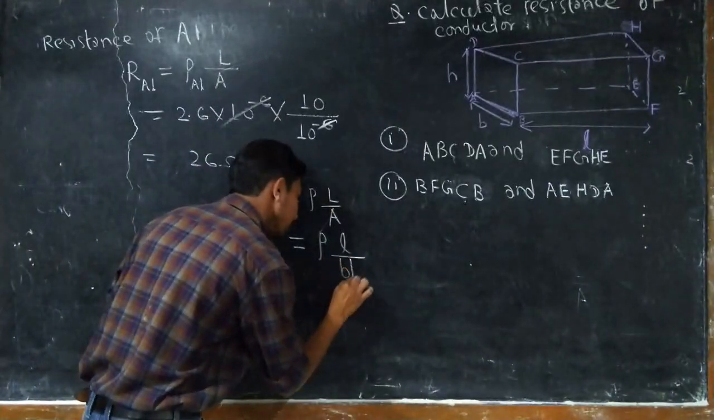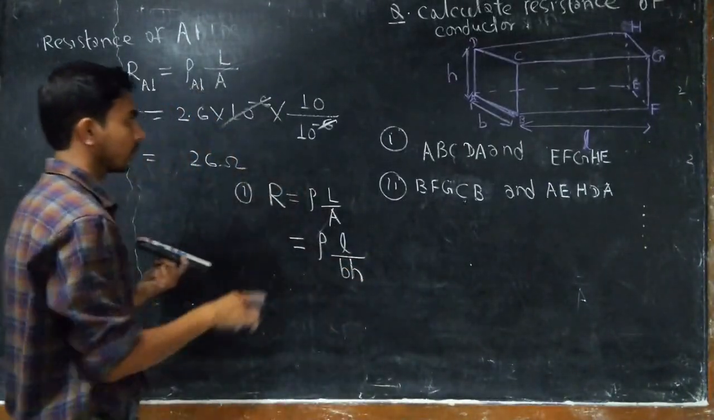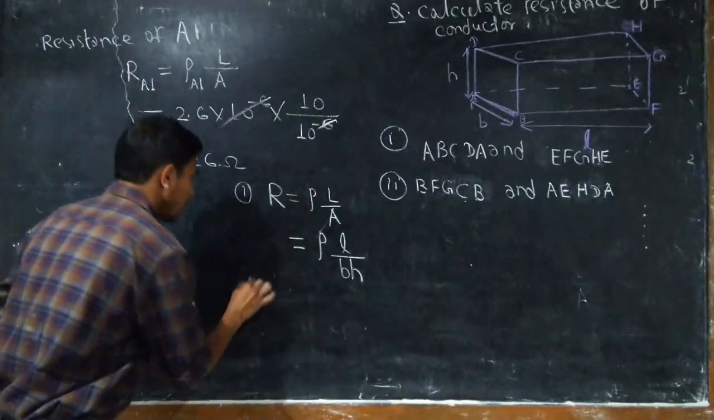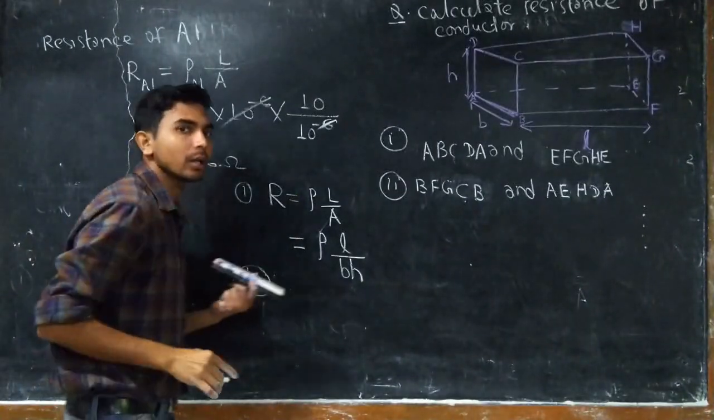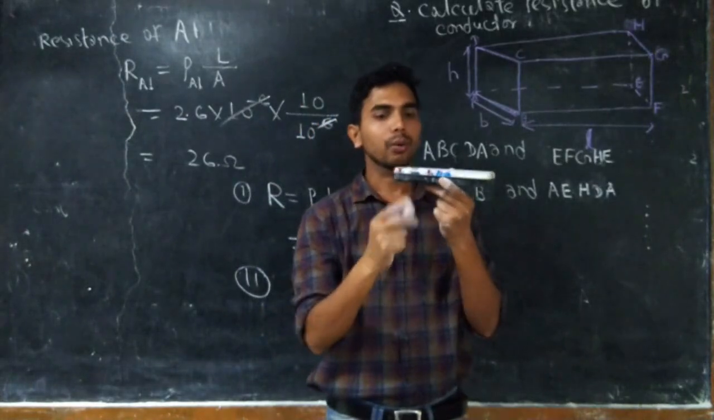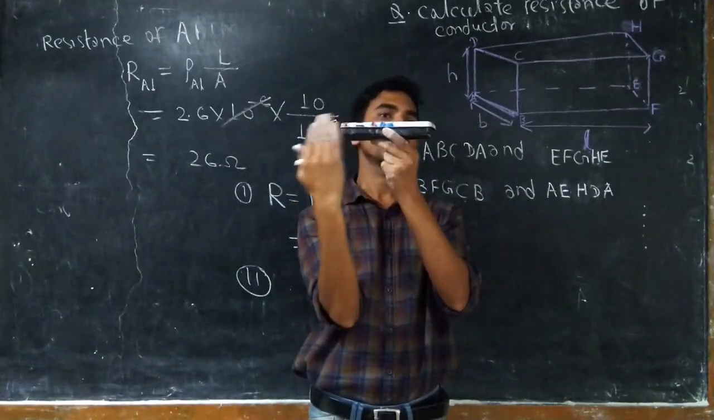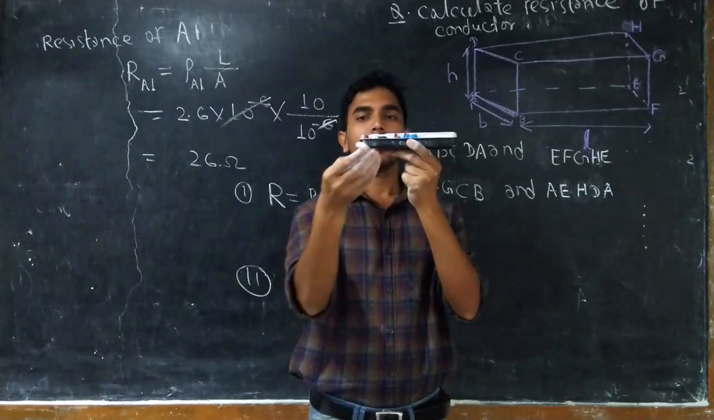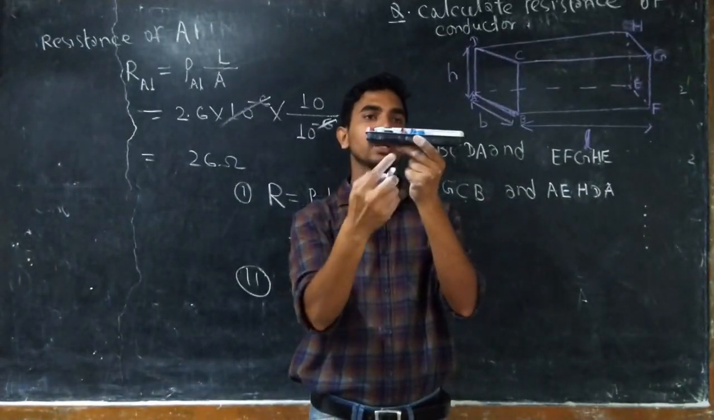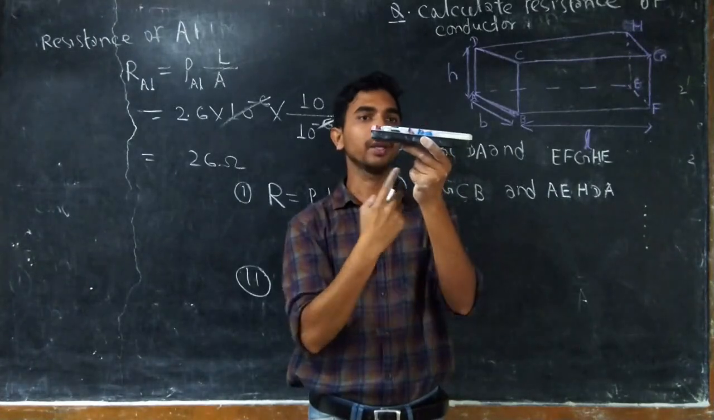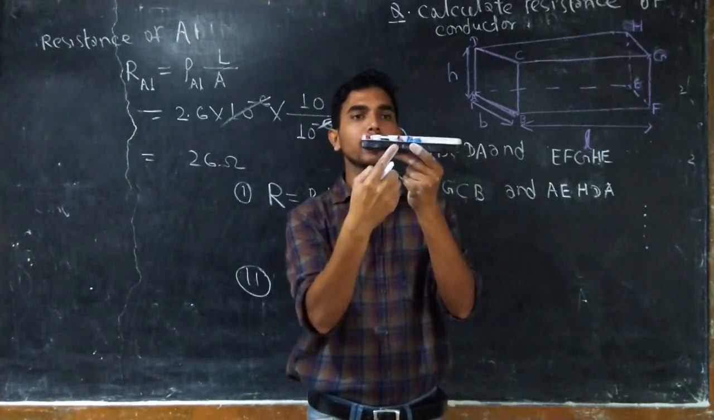So B into H. So this is your answer to the first question. And for the second one, if I am going to solve it, how are we calculating resistance across this phase as well as this phase? So current is flowing like this. Current is coming inside towards me.